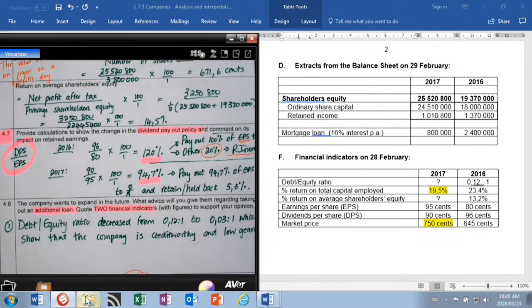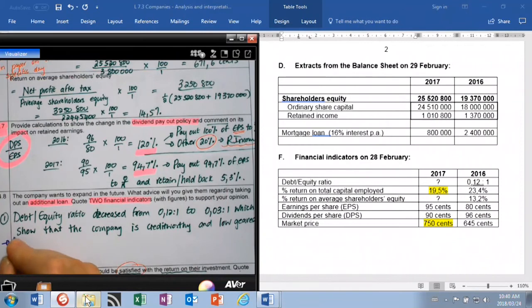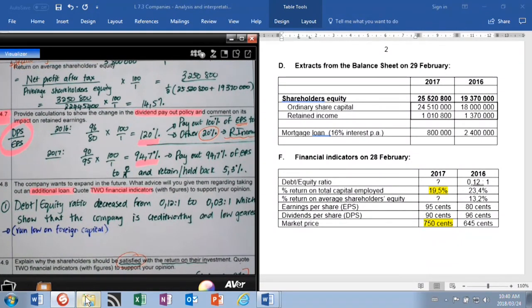I just want to mention what low geared means, just in my words. Run low on foreign capital. Okay, that is the meaning of low geared. It's low geared and it's credit worthy. So if you look at the debt equity ratio, of course we can take out a loan. And the second one, most important one, return on capital employed.